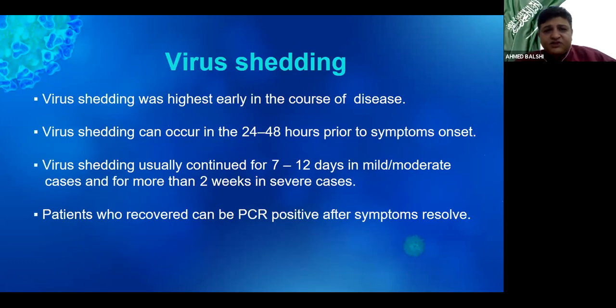What about virus shedding? Virus shedding is high early in the course of the disease, which is why the patient is highly contagious to others. Virus shedding can also occur 24 to 48 hours before symptoms appear, and can continue for 7 to 12 days in mild to moderate cases and more than 2 weeks in severe cases. A patient can recover and still be PCR positive after symptoms resolve.